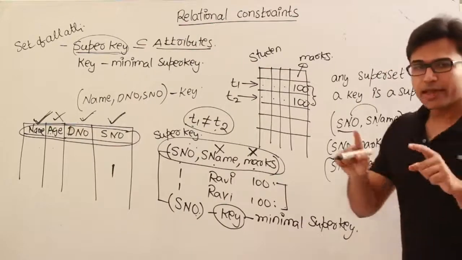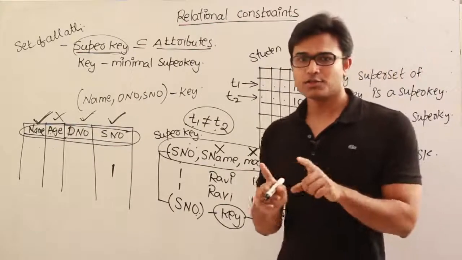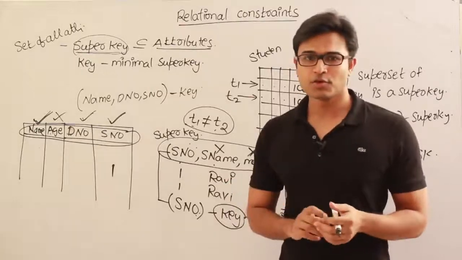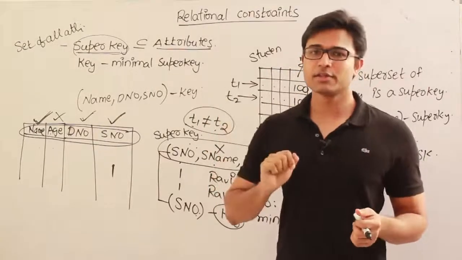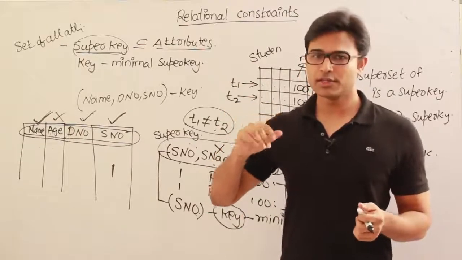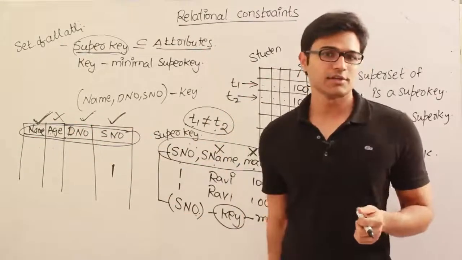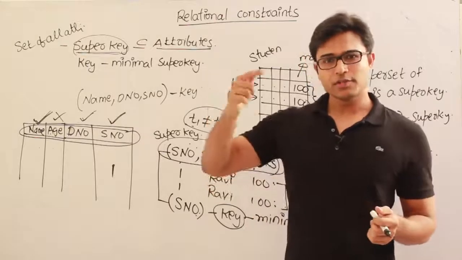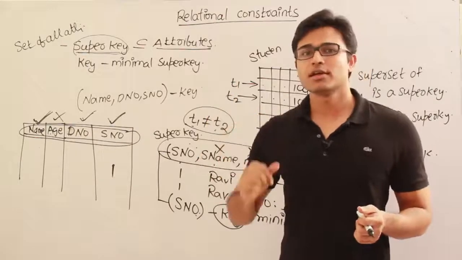Take all the attributes of the relation, it is going to be the super key. Why is that so? Because we already had the restriction on the relation that no two tuples should have the same values in all the attributes. Therefore, take all the attributes, that is going to be a super key, and if you try to minimize the super key, then you are going to get a key.